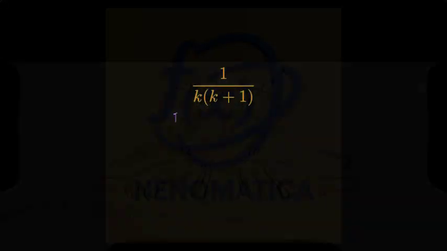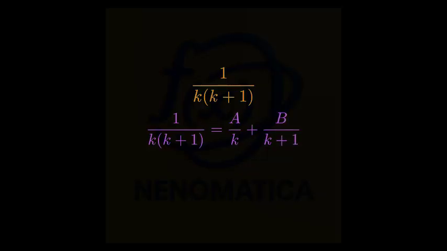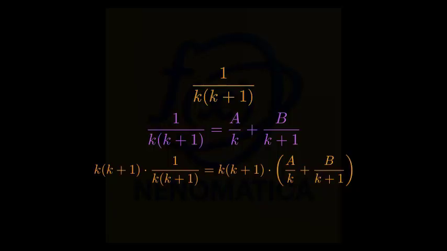We start by assuming the standard form for distinct linear factors. That is, 1 over k times (k plus 1) equals a over k plus b over (k plus 1). Now, we will clear the denominators by multiplying both sides by k times (k plus 1).